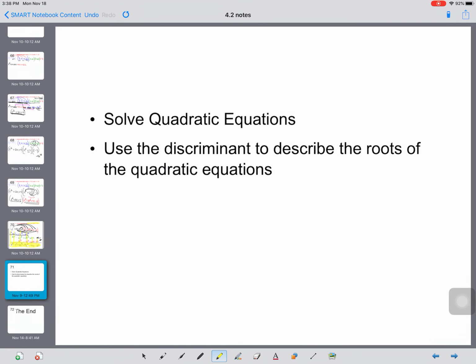So here's what we had to be able to do. We had to be able to solve quadratics. I gave you 3 ways to do that: solve by factoring, completing the square, or the quadratic formula, and then use the discriminant to describe the roots. And so the description is there's 1 real root, or 2 real roots, or 2 imaginary roots, or whatever that discriminant tells you will describe the roots.